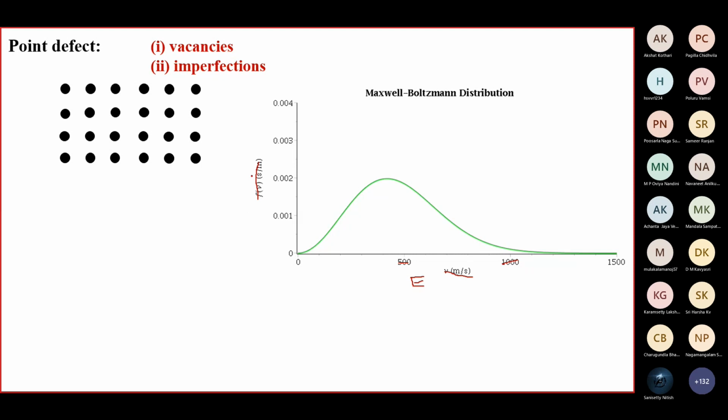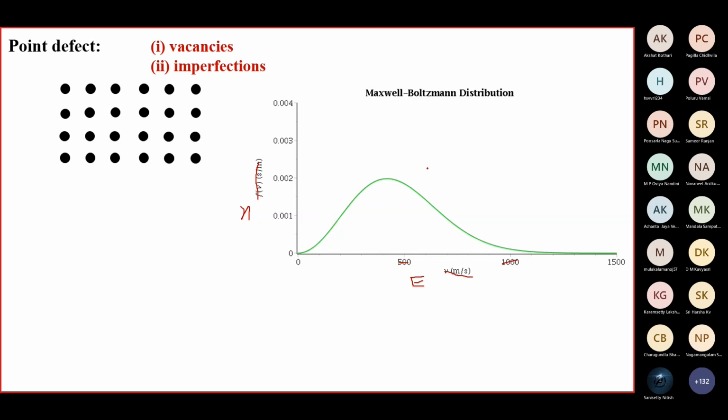What is on the y-axis here? Y-axis is number of atoms. They are still bound to the lattice point. They cannot move from their place. But still, they have different energy. Their energy is not the same.